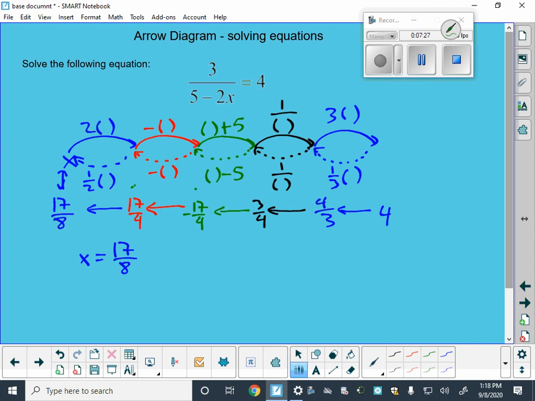When I add 5 onto that, with a common denominator, 20/4 is 5. And 20/4 minus 17/4 gives me the 3/4. I flip that over, it's a 4/3. I multiply by 3, and it spits 4 out the end. So as long as I know what these dotted arrows are for each of the arrows that I made across the top, the solid arrows, then I should be able to do this and solve equations.